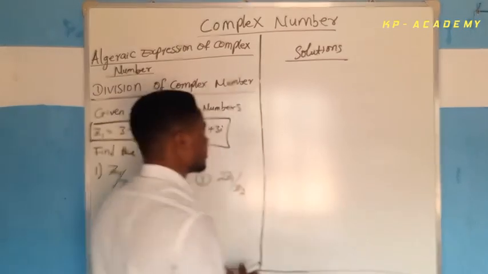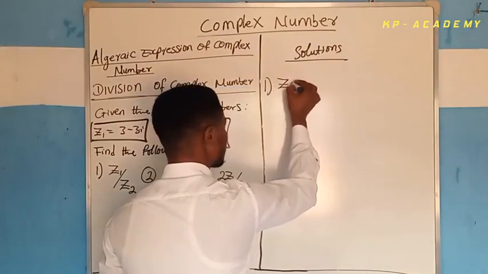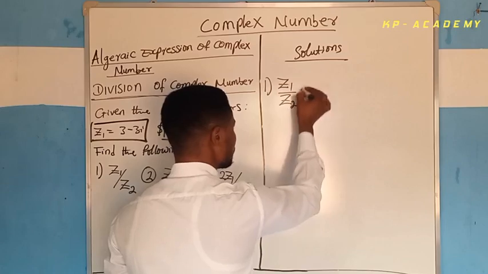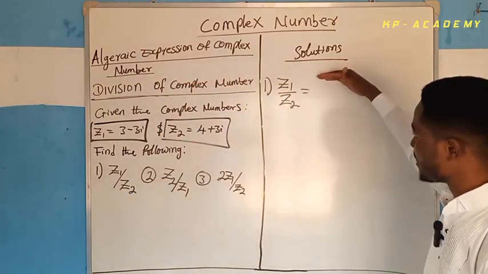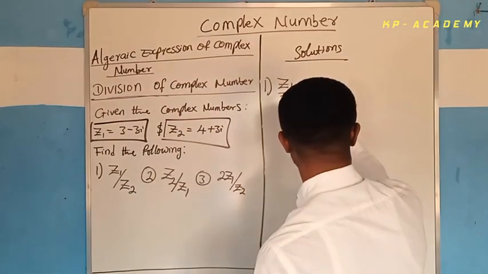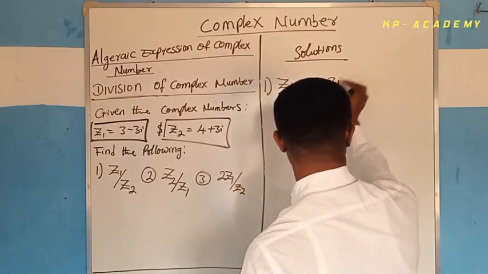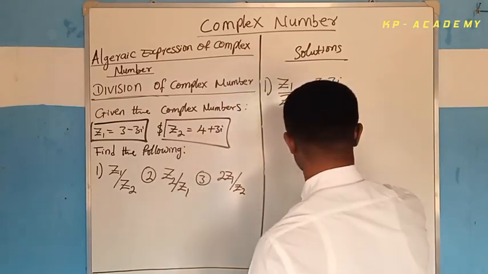All right, let's start with the very first one without wasting time. The first one says Z1 over Z2, which is equal to... In the numerator, we are going to put Z1, and in the denominator, we are going to put Z2. Our Z1 is 3 minus 3i, so we have 3 minus 3i all over, in the denominator, our Z2, which is 4 plus 3i.